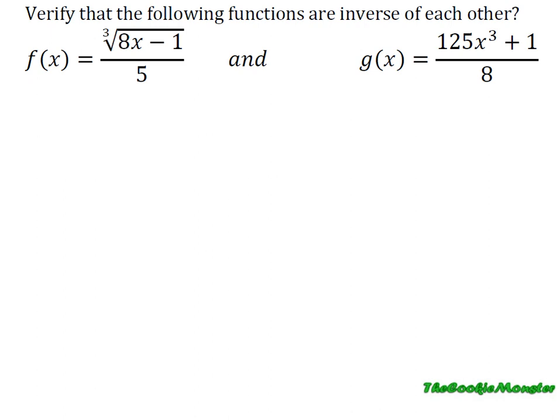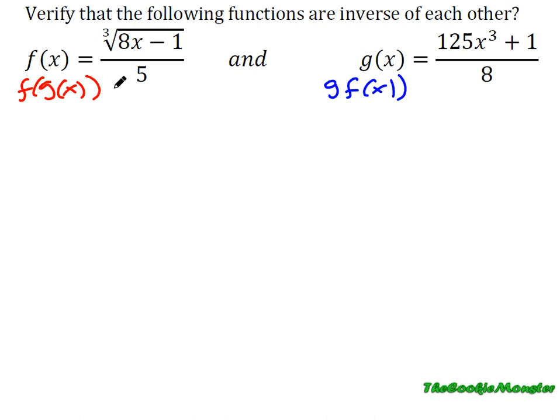Verify that the following functions are inverses of each other. So let's verify it by doing f of g of x, and then we'll do it again for the other one as g of f of x, right?